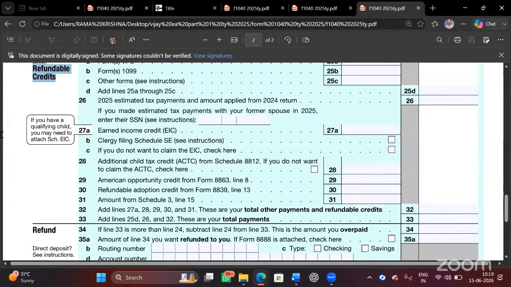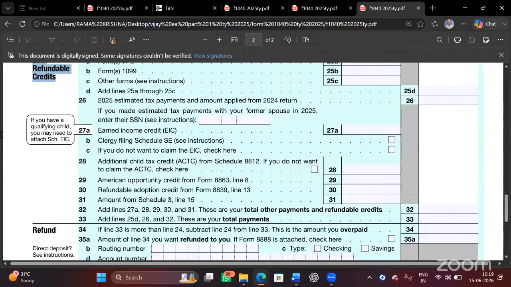These are the various types of credits. Item numbers 26, 27, 28, 29, all these are various types of credits. You can see earned income tax credit EIC 27A, 27B, clergy filing schedule, some more kinds of credit. 28, additional child tax credit. Suppose you are having one child, some credit will be given. If you are having 2 children, definitely the credit or benefit will be more.